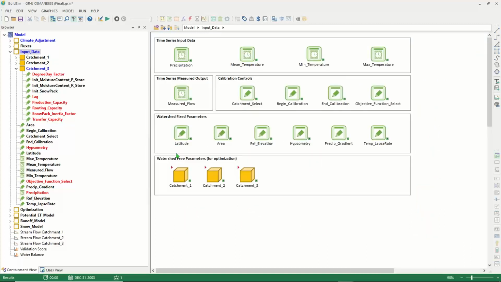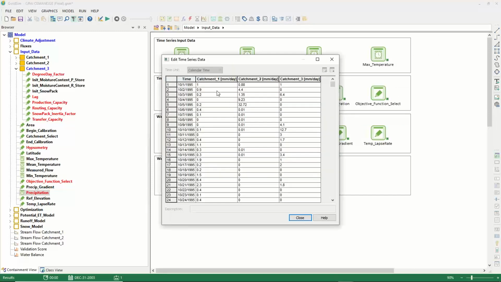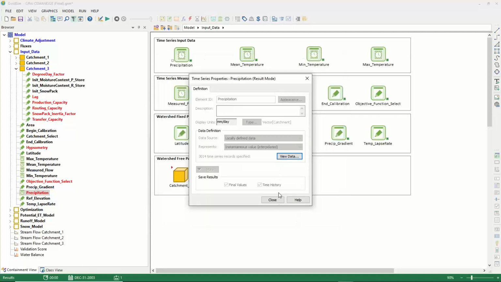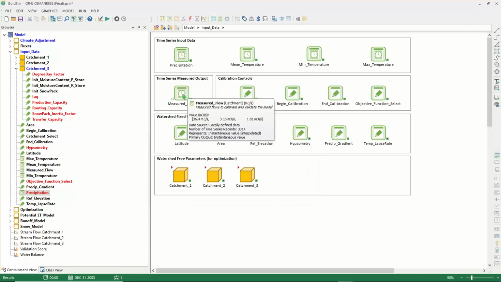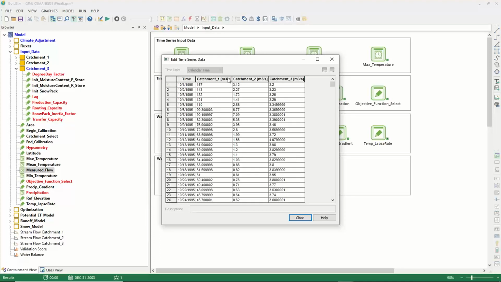So let's start with the input data container. Obviously, you have the required data: precipitation, and mean, min, and max temperatures. Everything is in vector format. So for one time series element, I already have my 3 time series for catchment 1, 2, and 3. Same goes with temperature. You have your measured flow, which is required to be able to calibrate your model, again in vector format.